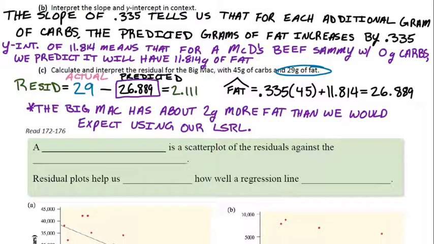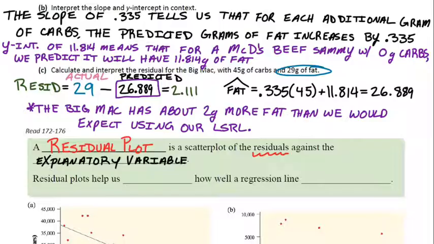Okay, so now we're moving on to a newer topic. We talked about residuals. Now let's talk about what a residual plot does. A residual plot is just a scatter plot of the residuals against the explanatory variable, the x variable. And they help us assess how well a regression line fits the data, or how well a line would describe your data. So essentially we just graph all the residuals for every person in the scatter plot, and we look at that as a residual plot.